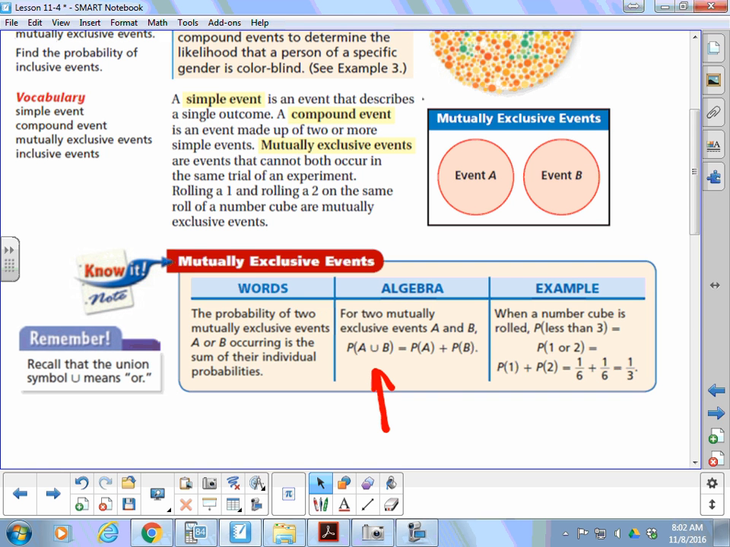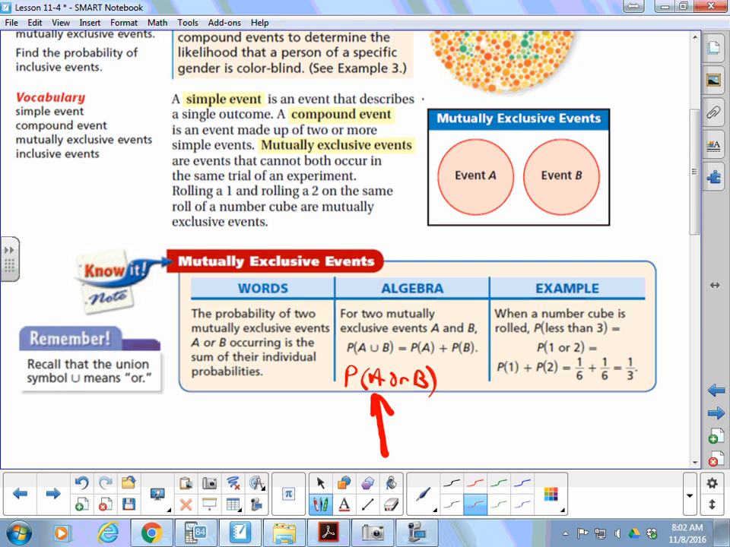So this notation here, probability of A, and this U for union, B, means that it's A or B, okay? So this would be another way of using the word or. The probability of A or B happening is the probability of A plus the probability of B.